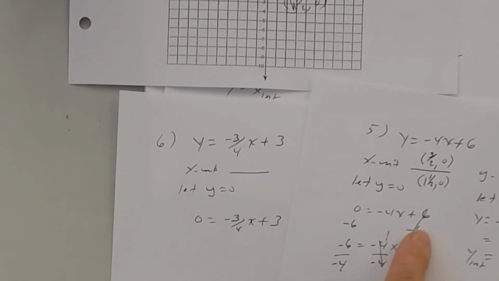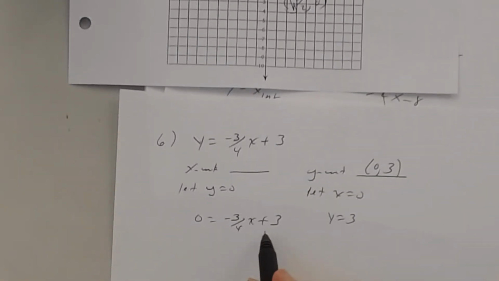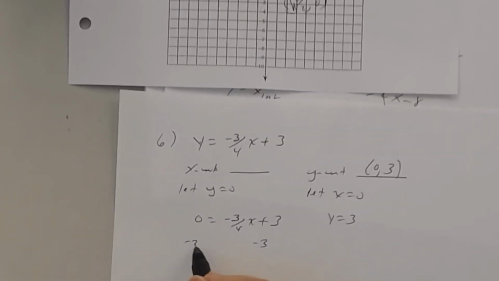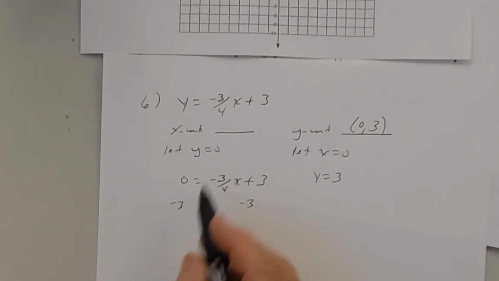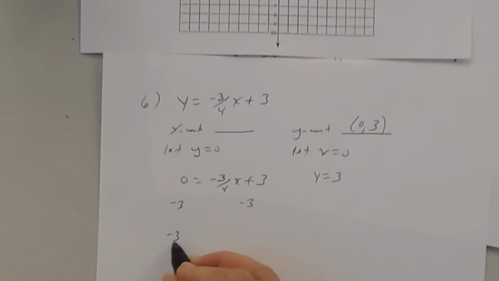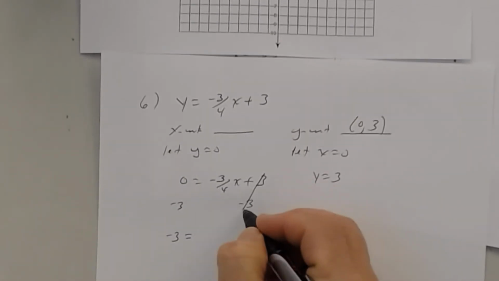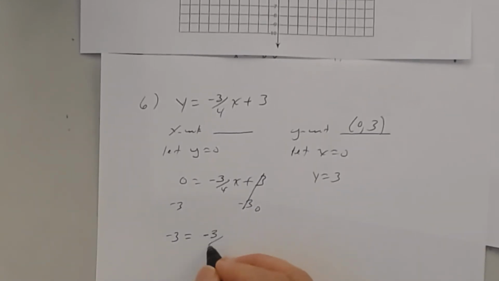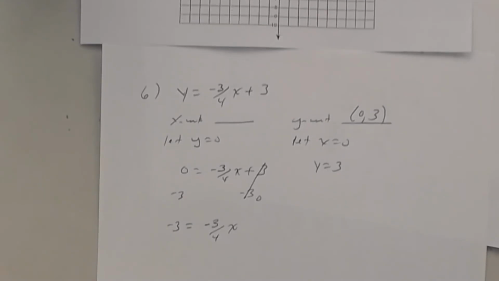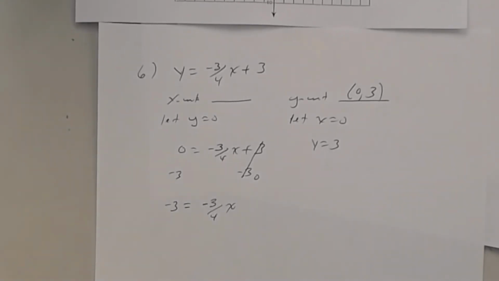What I did first was get rid of this constant. So I said I'm going to subtract 6. So here I'm going to do what? Subtract 3. Okay, so I get, and then I combine like terms, 0 subtract 3 is a -3, and 3 and a -3 is 0. So what's left on this side? -3/4 x.